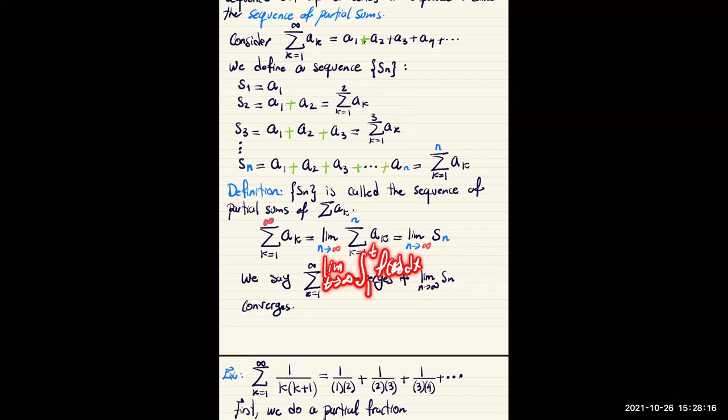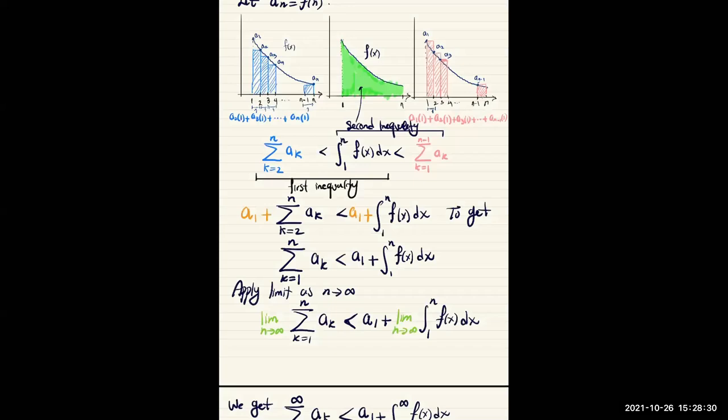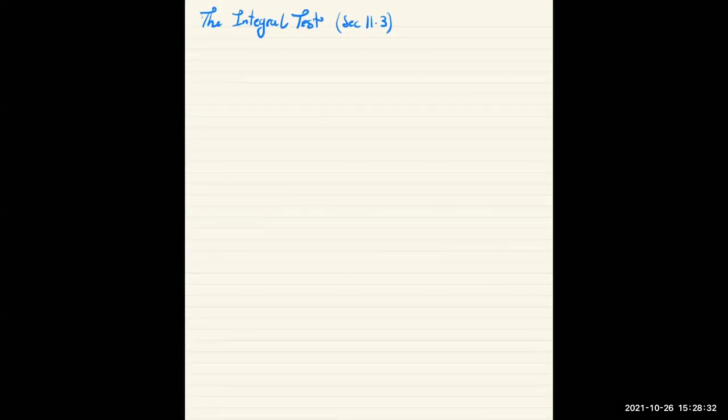Find the value of the improper integral. If it's finite, then the series is convergent. If it's not, then it's divergent. That's the integral test. So instead of looking at the series itself, we'll look at its continuous form, its integral form.